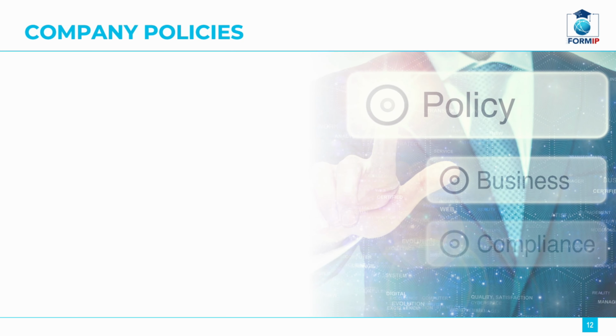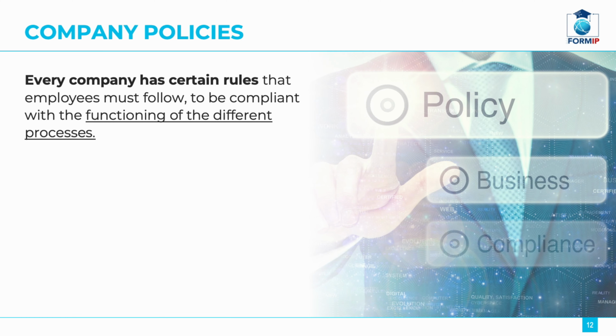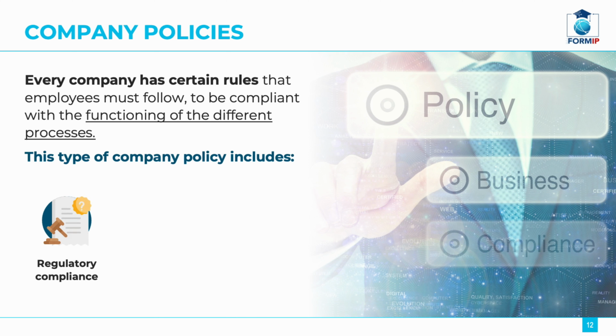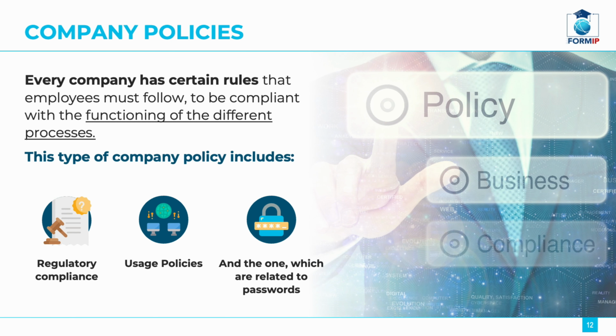Company policies. Let us now move on to the politics of the company. So, don't worry, it has nothing to do with elections or company unions. Every company has certain rules that employees must follow to be compliant with the functioning of the different processes. This type of company policy includes regulatory compliance, usage policies, and the ones which are related to passwords. And this is what we will detail right away.